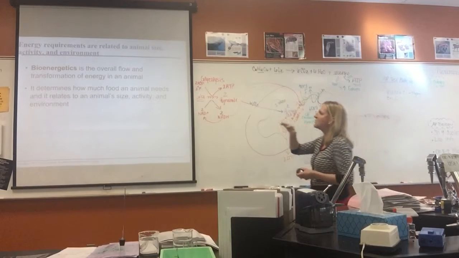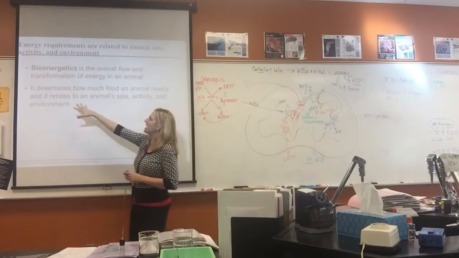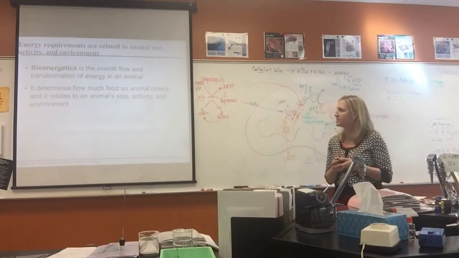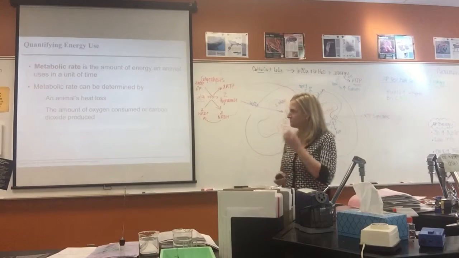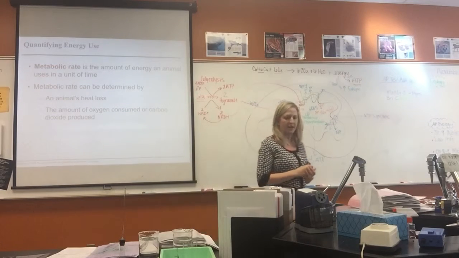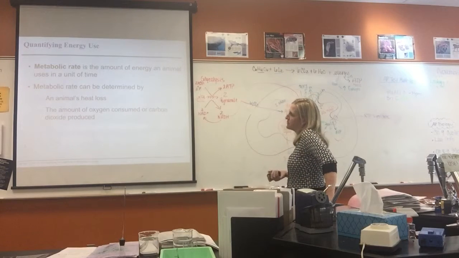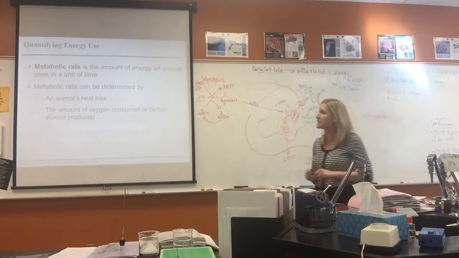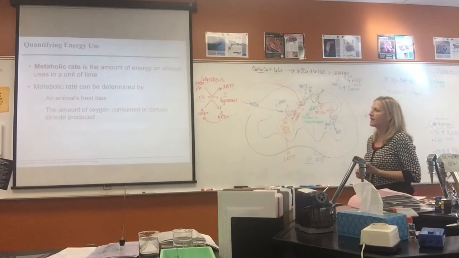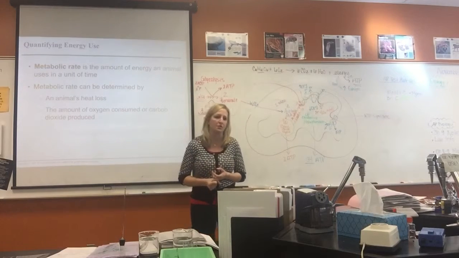So we can determine how much food an animal needs, calories, how much energy, and how that relates to how big the organism is, its size, how active it is, and how the environment can play a role. So what we do in studying the roles of size and the environment and activity is we can quantify energy use by figuring out the metabolic rate. The metabolic rate is the amount of energy an animal uses in a unit of time. So metabolic rate can be determined by an animal's heat loss, the amount of oxygen consumed, or carbon dioxide produced.